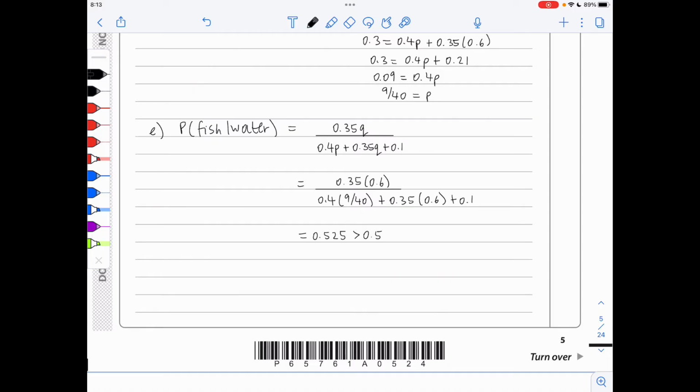So the manager was claiming that these students are most likely to choose a fish main course. And since the probability we found is greater than 0.5, we can conclude that the manager's claim is correct.